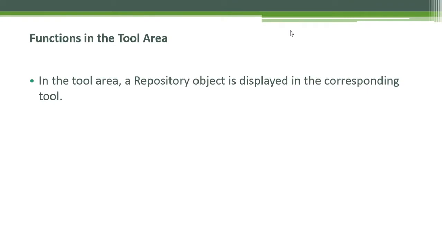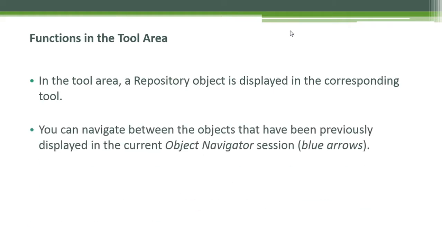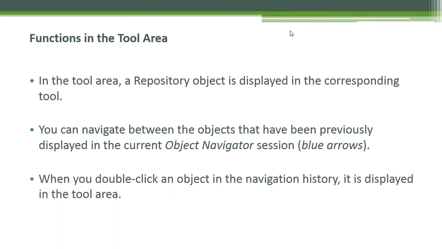Functions in the tool area. In the tool area, a repository object is displayed in the corresponding tool. You can navigate between the objects that have been previously displayed in the current Object Navigator session using the little blue arrows. When you double click an object in the navigation history, it is displayed in the tool area.